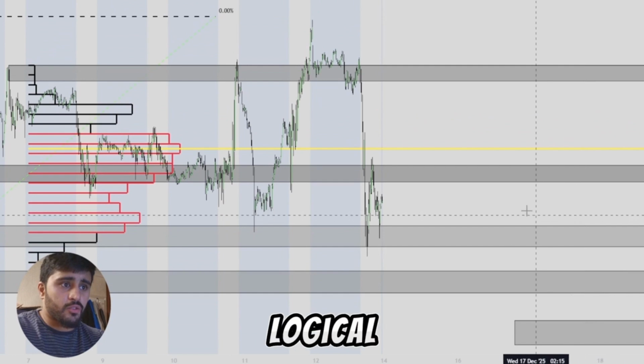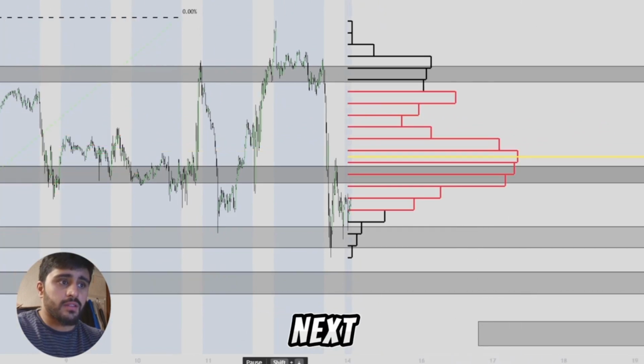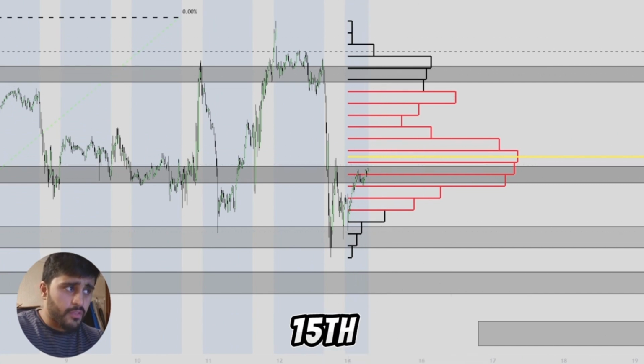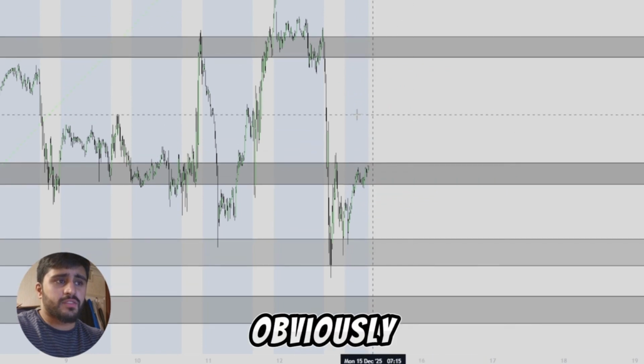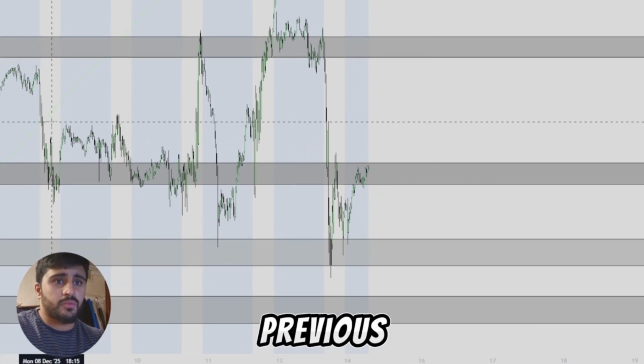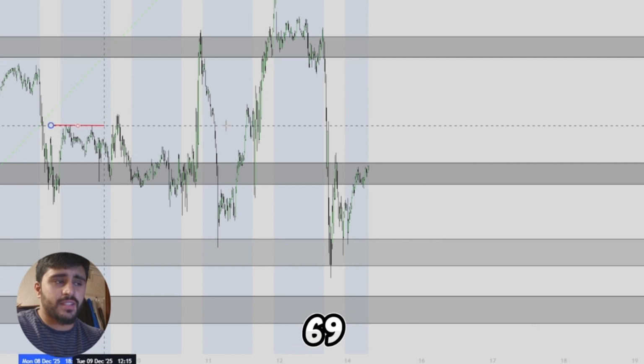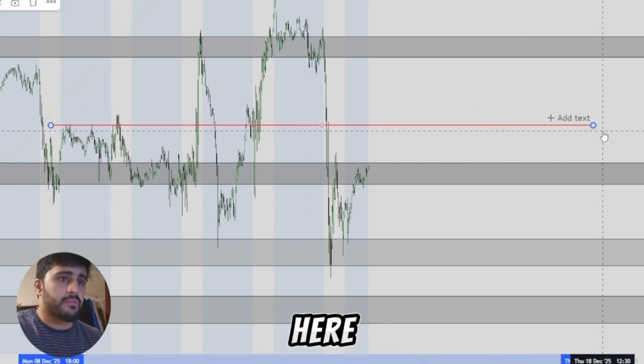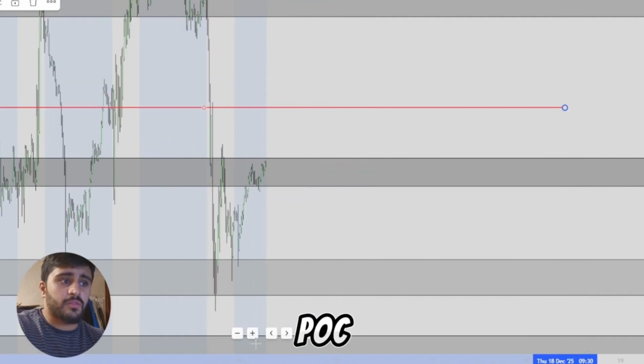So just taking that logical extension over to the next day. So what we can see here is, this is now Monday the 15th. And so we can see obviously the week has started again. So if we just take a look at where the previous week's POC was, so that was 69.26, this red line over here. This was the previous week's POC.